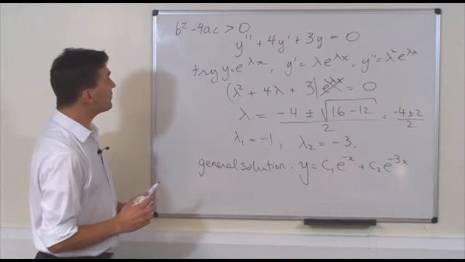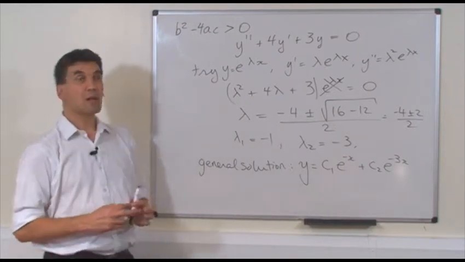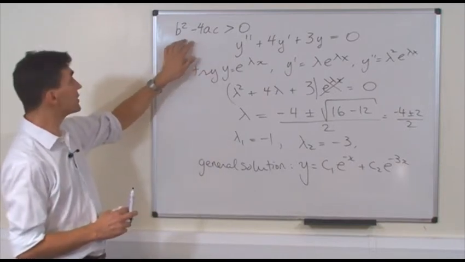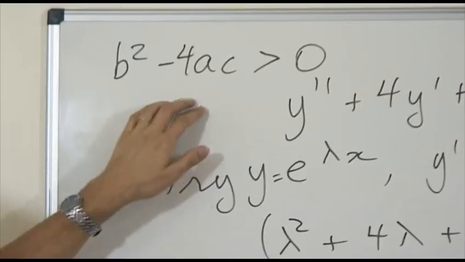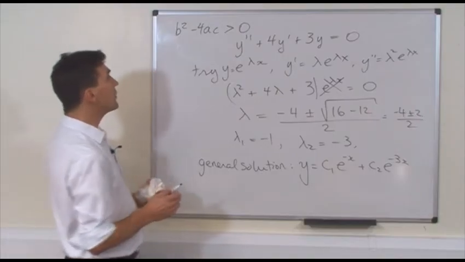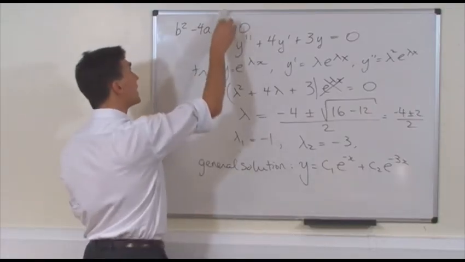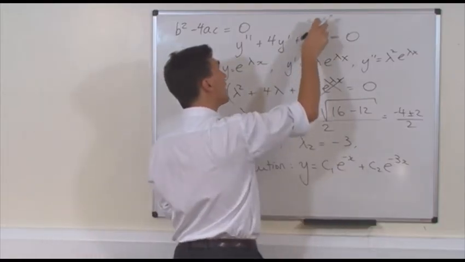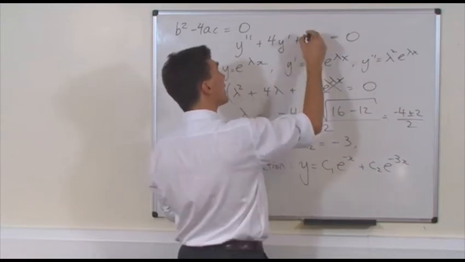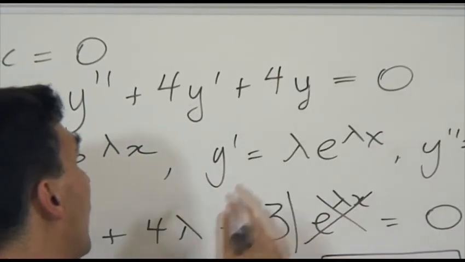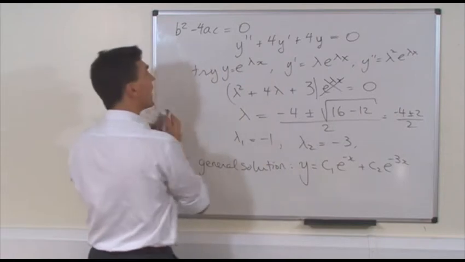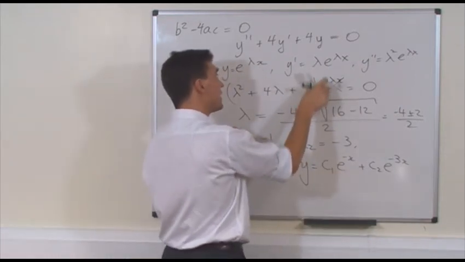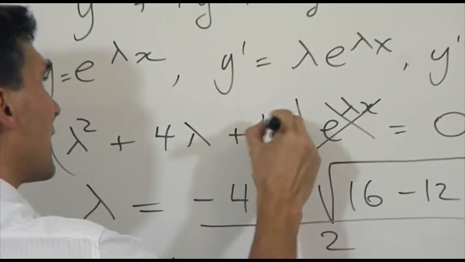So the second possibility is that this b squared minus 4ac here could be equal to 0. Remember the three cases, it's either positive, equal to 0, or negative. So if we take the second case, I'm going to make it equal to 0 now. And an example where it's equal to 0 is where that 3 is a 4. And in that case, everything works the same. That 3 in here becomes a 4, right?